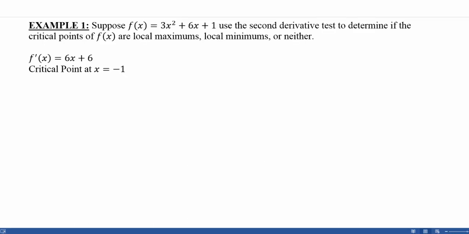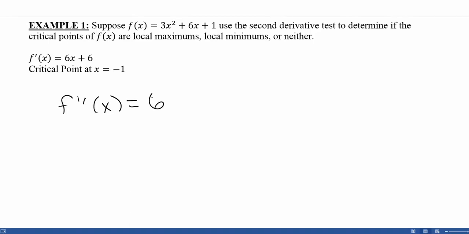Example 1. So we had 3x squared plus 6x plus 1. And we want to use the second derivative test to determine if the critical points are local maximums, minimums, or neither. So my first derivative was 6x plus 6. And I was able to use that to find my critical point is negative 1. If I now go ahead and calculate my second derivative, the derivative of 6x plus 6 is 6.